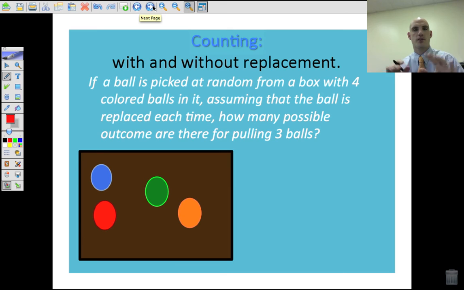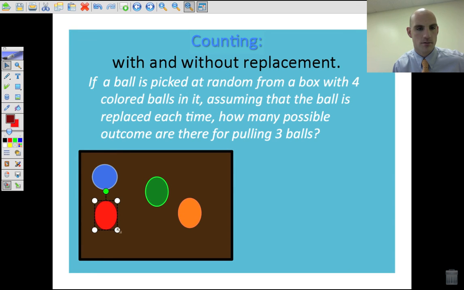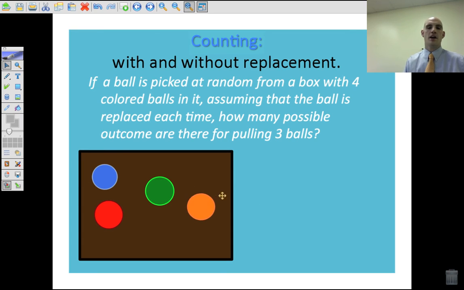A couple more things. Counting with and without replacement. Because that was without replacement. We're saying one person finished, they couldn't come in second place also. But what if we had a box full of racket balls or something, or bouncy balls? So what we've got here is a blue, a green, and an orange, and a red. And if I pull one out at random, I just pick the orange one just because. Assuming that the ball is replaced each time, how many possible outcomes are there for pulling 3 of them?